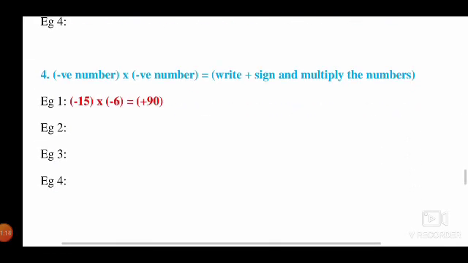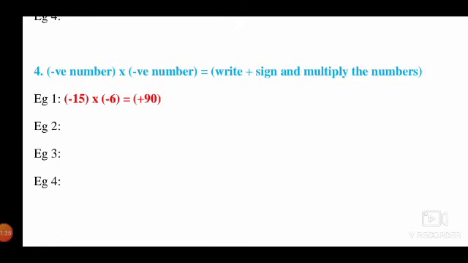And now for the fourth rule in multiplication, a negative number has to be multiplied with a negative number. For that we have to write positive sign and multiply the numbers. That is, for example, minus 15 into minus 6, there are two negative numbers. So we have to write a positive sign, plus 15 into 6 is 90. So plus 90 is the answer.